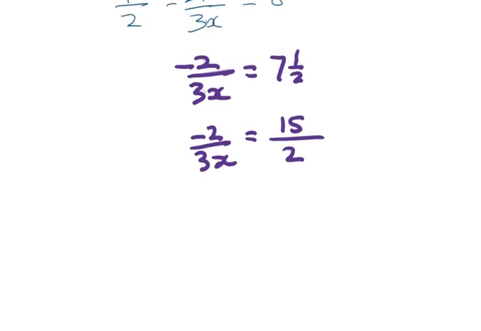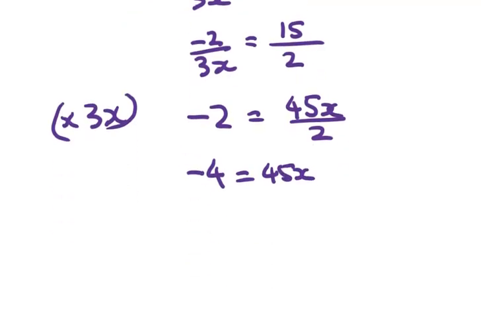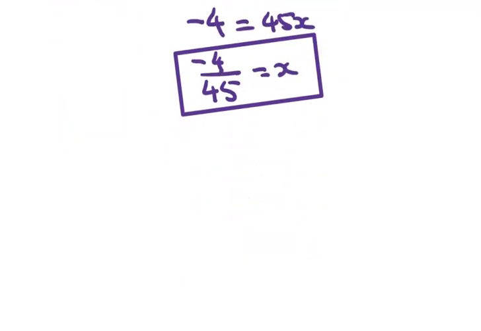Some of you will be able to do this quickly, but I'm going to go quite slowly. I'm going to multiply both sides by 3 over x. That will give me negative 2 is equal to 45x on 2. Now we get negative 4 is equal to 45x. And the last step in here will give me negative 4 over 45 is equal to x. And there are no common factors, so we're done with that one. Now, as I said, we're going to ignore question 32.